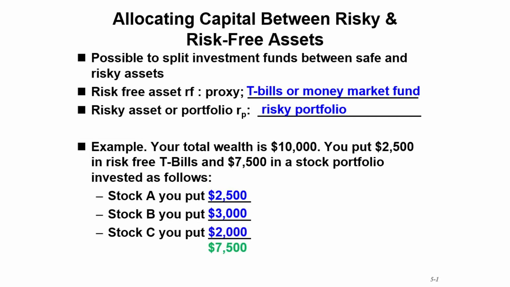Consider this simple case. You have $10,000. You place $2,500 of those $10,000 into risk-free treasury bills and the remaining $7,500 in a risky portfolio of stocks. That risky portfolio, consisting of stocks, might be further divided, let's say $3,000 in stock A, $2,500 in stock B, and the remaining $2,000 in stock C. This mix gives you a starting point for calculating portfolio weights and assessing your exposure to risk.